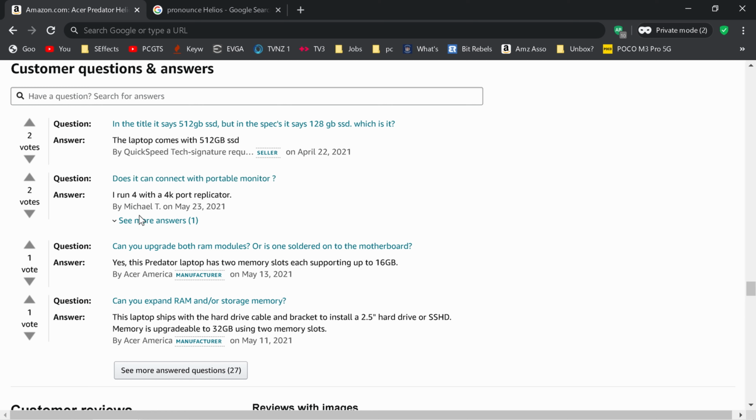Does it connect with a portable monitor? Well, we won't go into that. I'm sure it does. If you want to game at 4K and 60 FPS, 60 hertz, you could take an HDMI cable and plug that into the laptop and then plug it into your 4K TV, and use that as the monitor. Okay, can you upgrade both RAM modules, or is one soldered on the motherboard? This Predator laptop has 2 memory slots, each supporting 16 gigabytes, so you can have up to 32 gigabytes total.